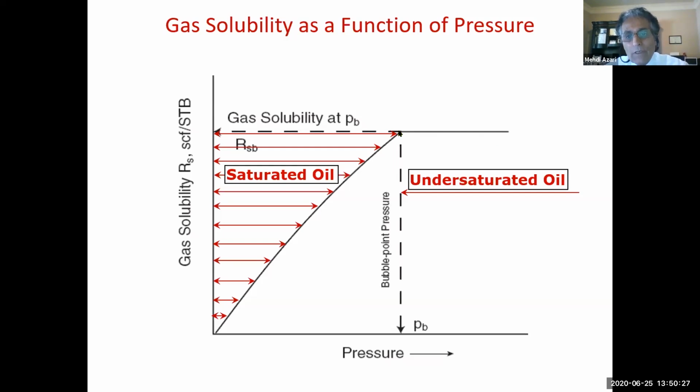So the amount of solution gas doesn't change. You get to the bubble point. From that bubble point down, you drop the pressure and more gas comes out. As I mentioned, this is called a saturated oil. So this part is saturated oil, and saturated oil could go all the way down to basically when there's no gas, all right? You can drop the pressure, more gas comes, drop the pressure, more gas comes, and so on. So this area is called saturated oil, and this is undersaturated.